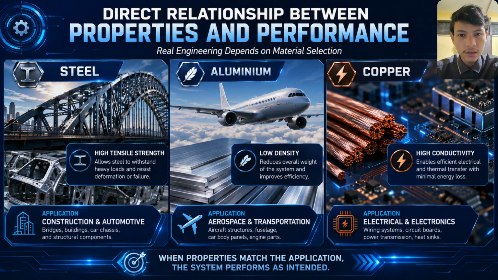For aluminium, its low density helps reduce weight while maintaining good performance. Because of this, aluminium is widely used in aircraft structures and transportation systems. For copper, its high conductivity makes it very effective for transmitting electricity and heat. Therefore, copper is commonly used in wiring, circuit boards and other electrical components.